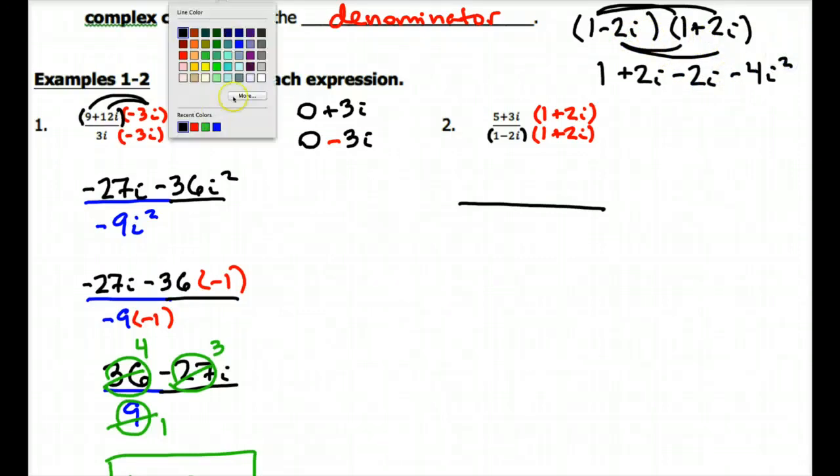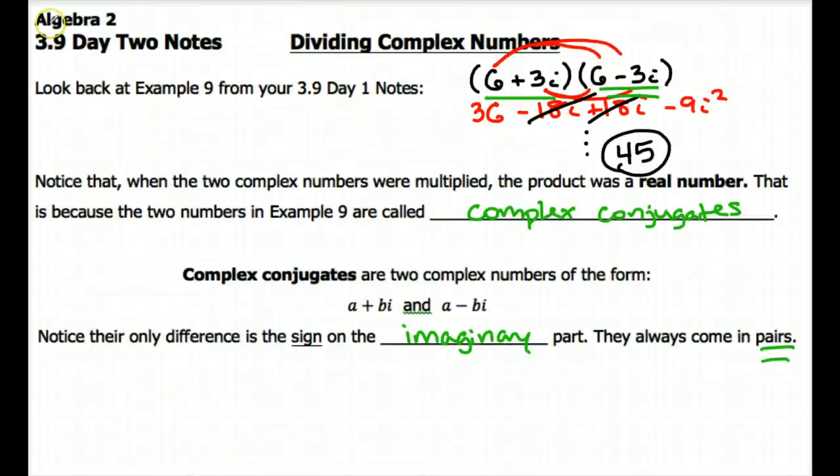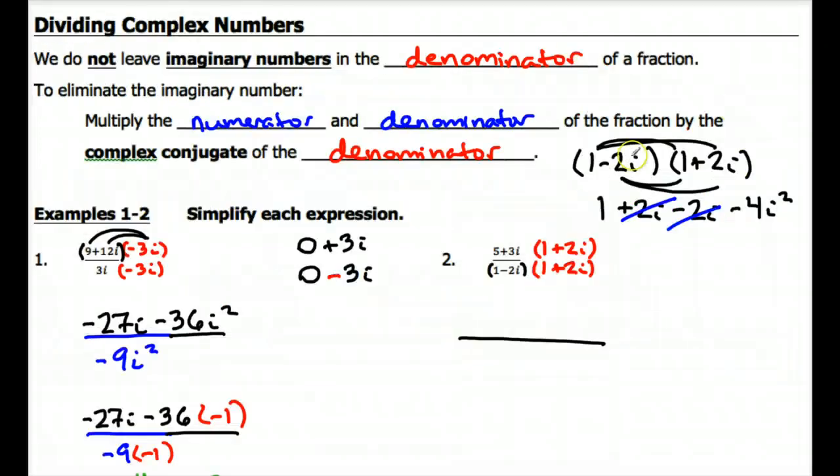You're going to notice again that these two middle terms, 2i and negative 2i, cancel each other out, just like they did in example 9 on the notes we took yesterday. And again, there's a reason for that. Anytime you multiply a complex number by its conjugate, that's always going to happen because of these opposite signs you have here, this negative here and this positive here. So really, you can do a shortcut. Anytime you're multiplying a complex number times its conjugate, the only things you really have to multiply are the first terms, which are the 1 and the 1, and the last terms, which are a negative 2i and a plus 2i. Those middle terms, the outers and the inners, are always going to cancel each other out.